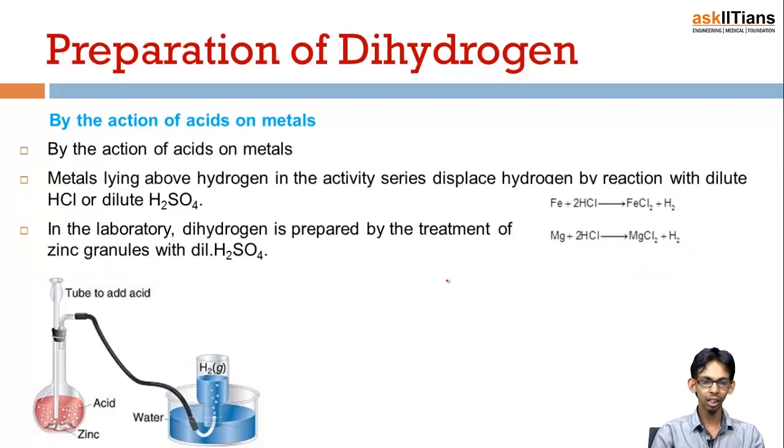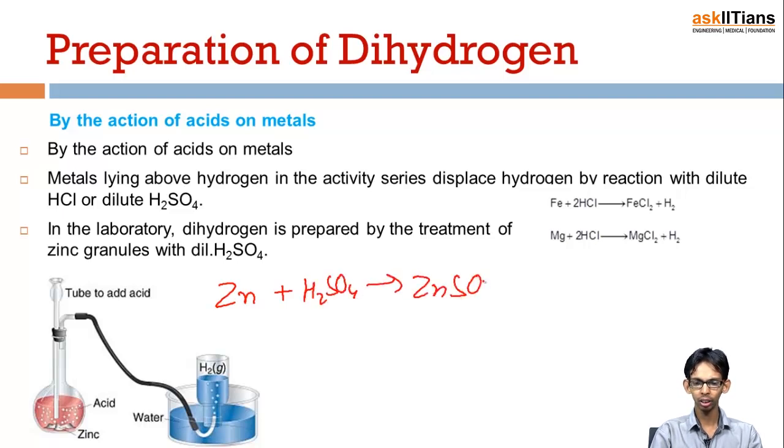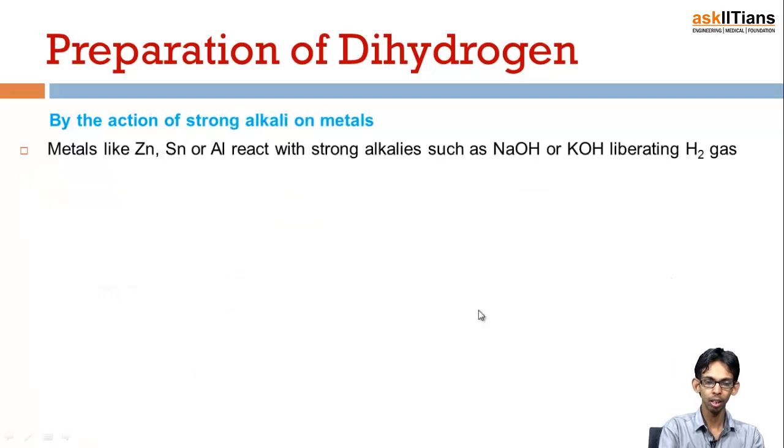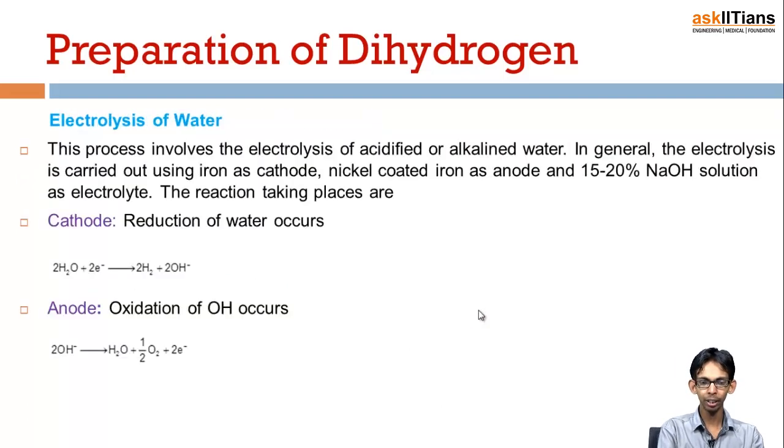And this is how dihydrogen is prepared in the laboratory. Zinc reacts with sulfuric acid to give zinc sulfate and hydrogen gas. So this is the laboratory preparation of hydrogen gas by the action of zinc or any other metal with sulfuric acid. Metals like zinc, aluminium, etc., are used for this process.